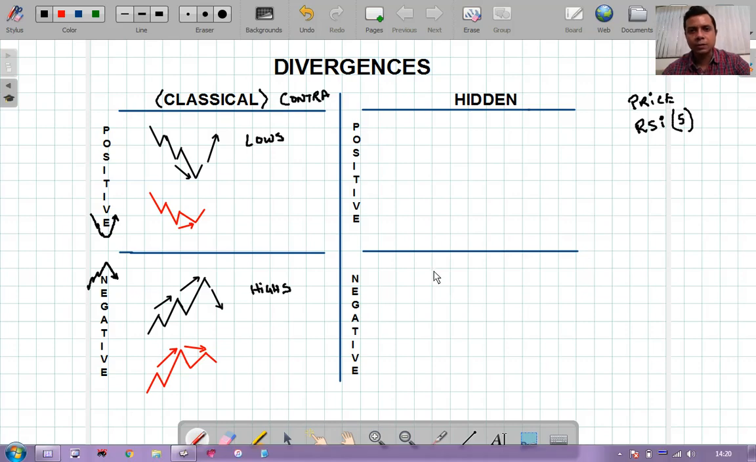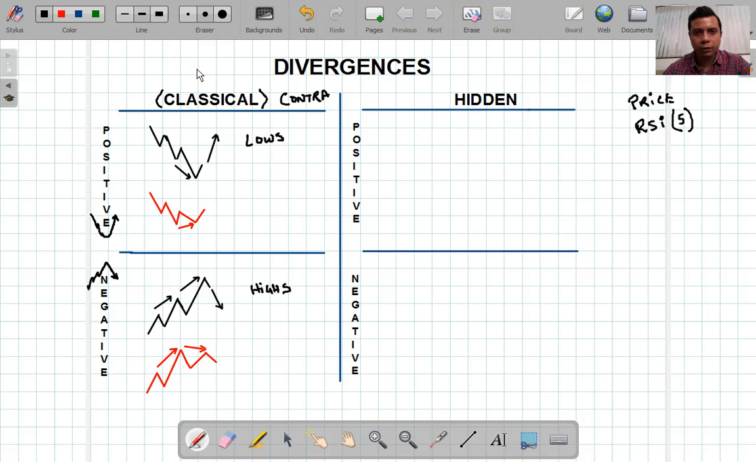Then what is hidden divergence? In hidden divergence we have to understand that our approach is not at all contrarian. Our approach is to flow with the trend of prices. In classical, we were against the trend, and in hidden we are with the trend. So if you see a chart which is going up, in this case you will notice whether it is making higher lows or not.